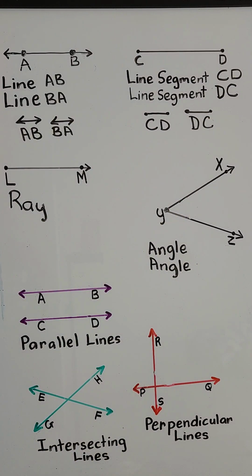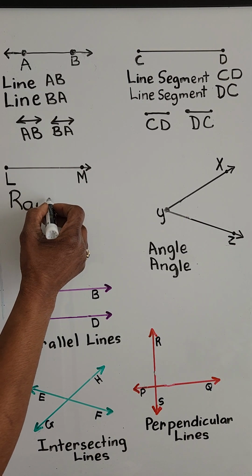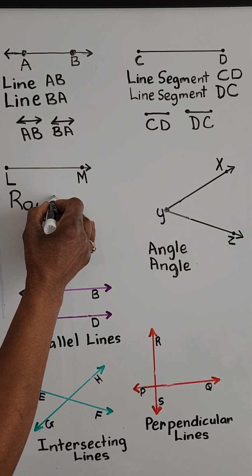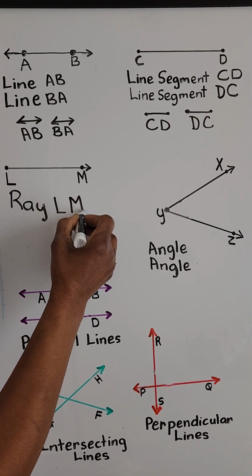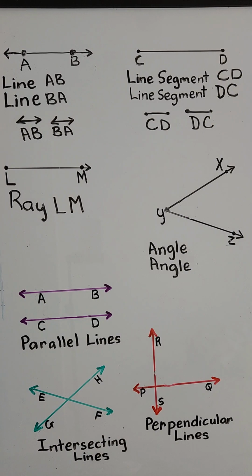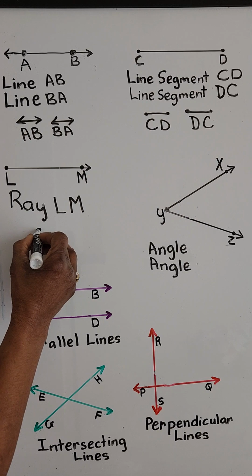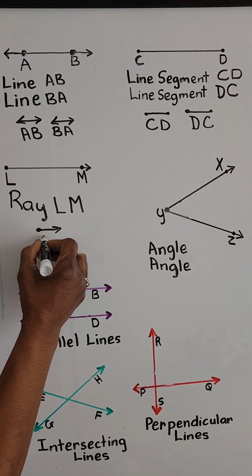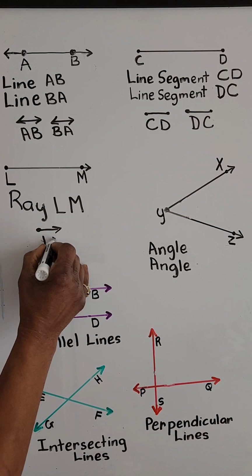Next, we have a ray. A ray has a starting point, but it continues. A starting point and a point that continues. So to name it, we have the starting point, and then we have the point which continues endlessly. We can also name it by a symbol, ray LM.